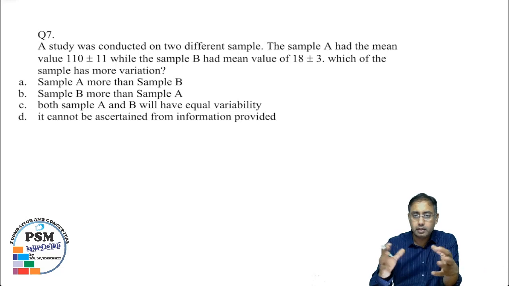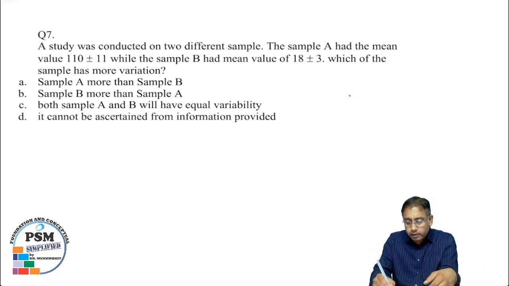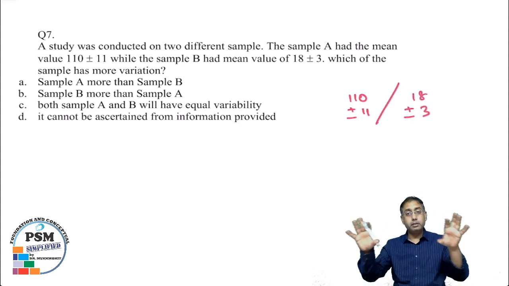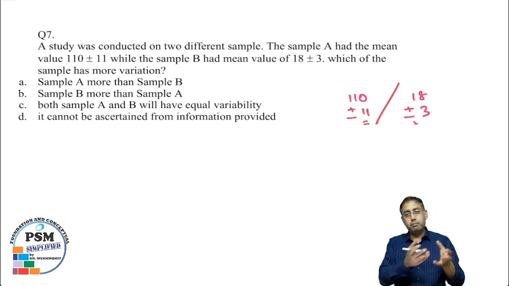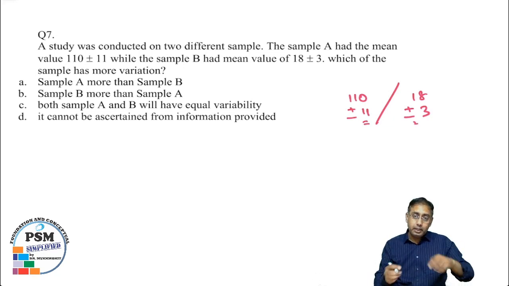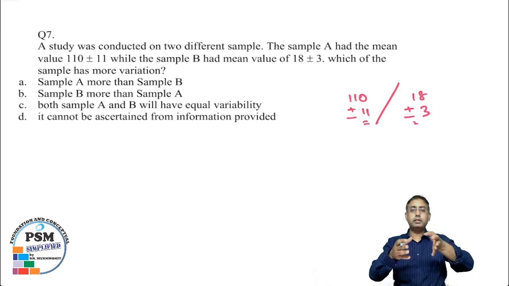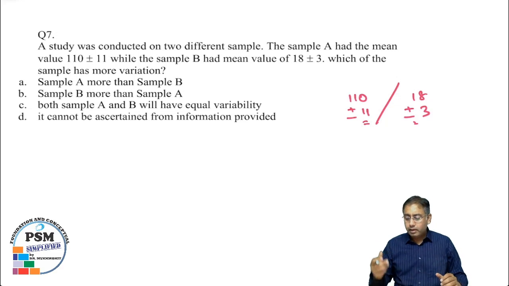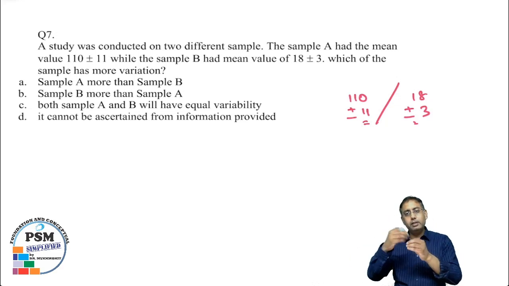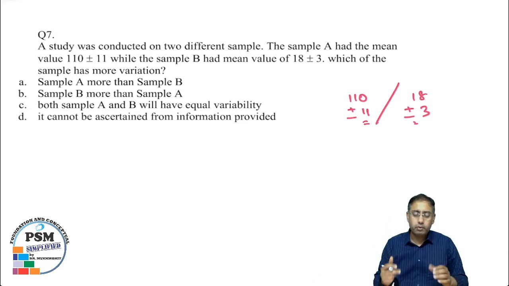So wow, that's a big difference. I see that it is 110 plus minus 11 and you want to compare it with 18 plus minus 3. Which of the following has more variation? I don't know. How would I know? See, the standard deviation for 110 is too much. But the mean was also 110. So anything which has normal values as 110 plus minus 11 is okay. 18 plus minus 3 is also okay. I don't know. So how to attempt this?